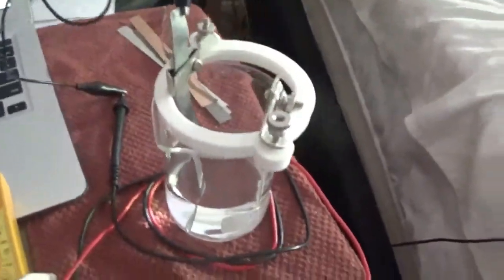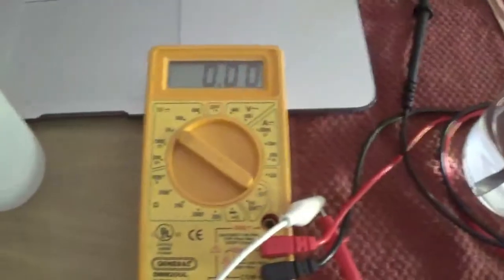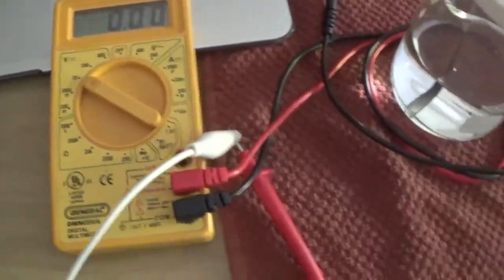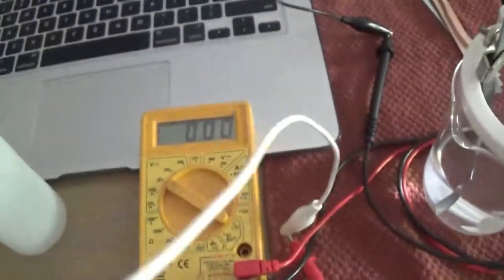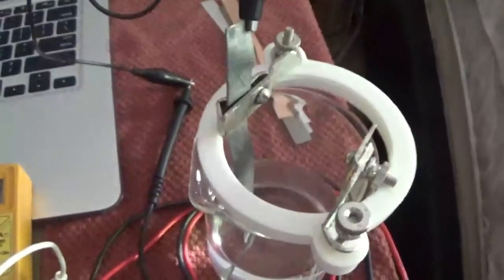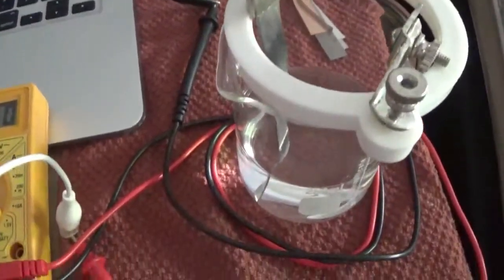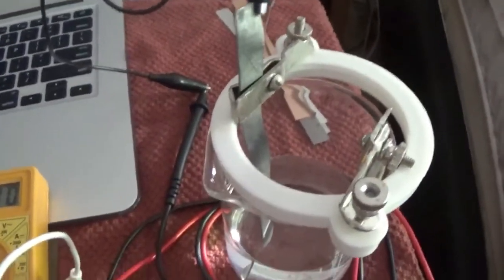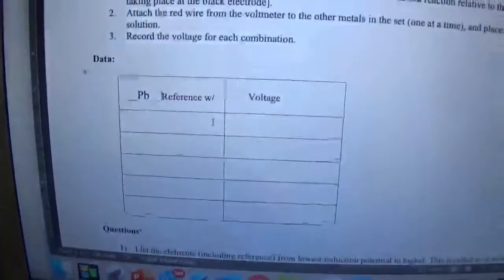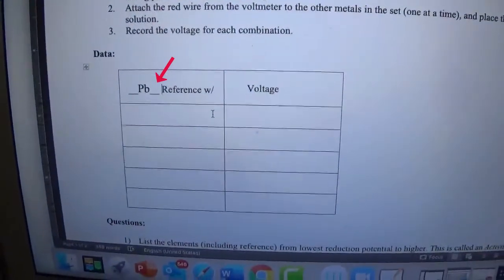I've set up my experiment so that I have my multimeter set to the voltage. I have the red wire coming out of the multimeter attached to this white wire. I have the black wire coming out of the multimeter attached to the black wire, which is attached to my reference electrode. I need something to compare everything to, and on the list that we had, I just selected lead. So in the lab, I put lead, Pb, in for my reference electrode. Now what we're going to do is look at the voltage of different metals.